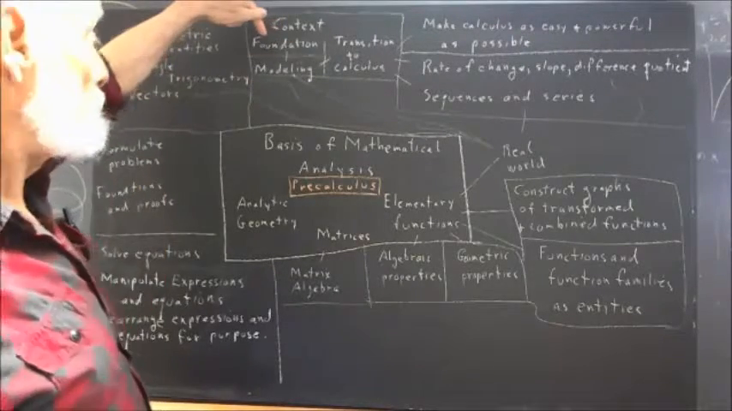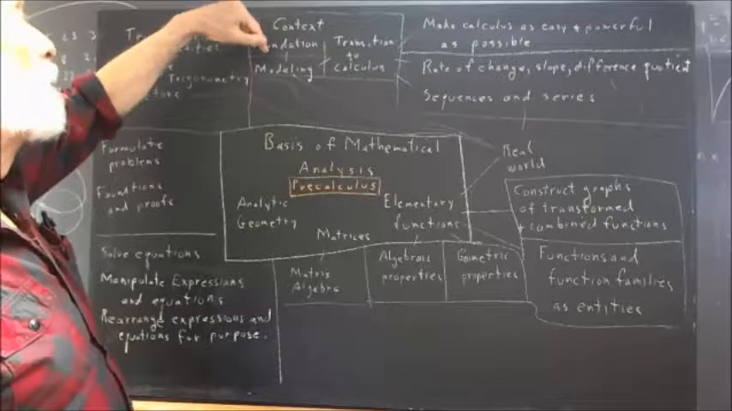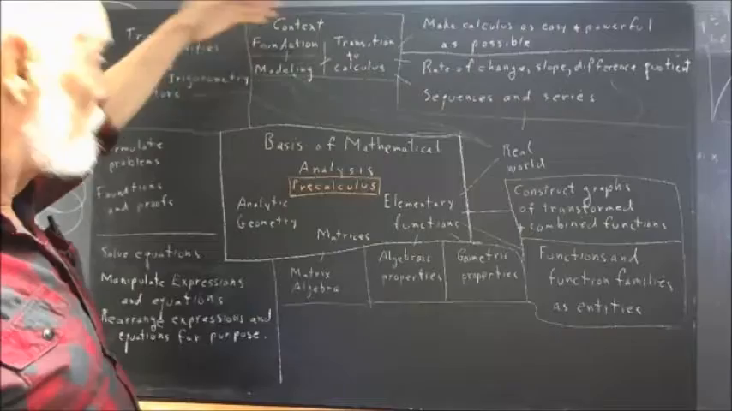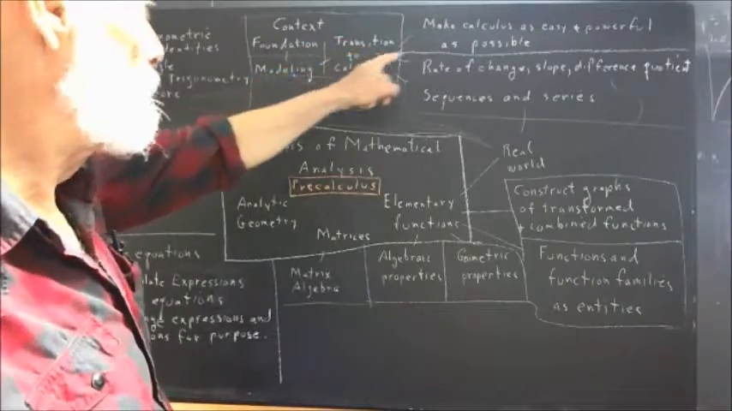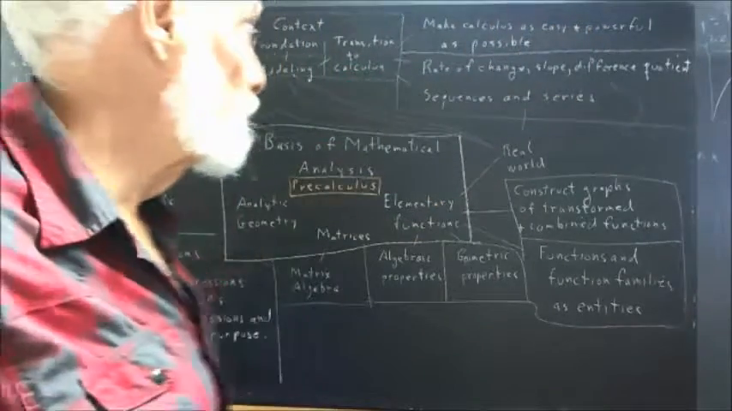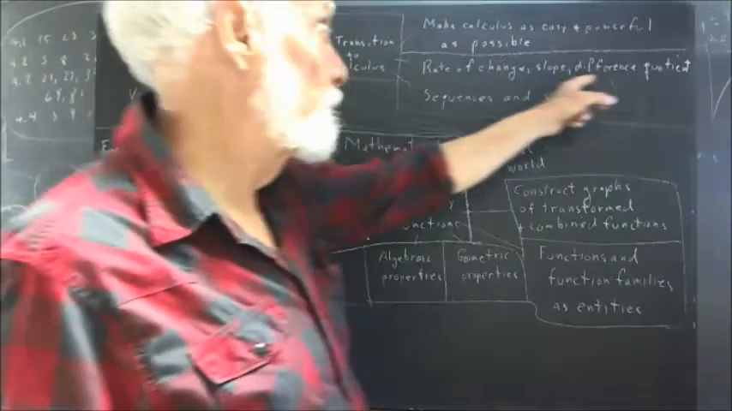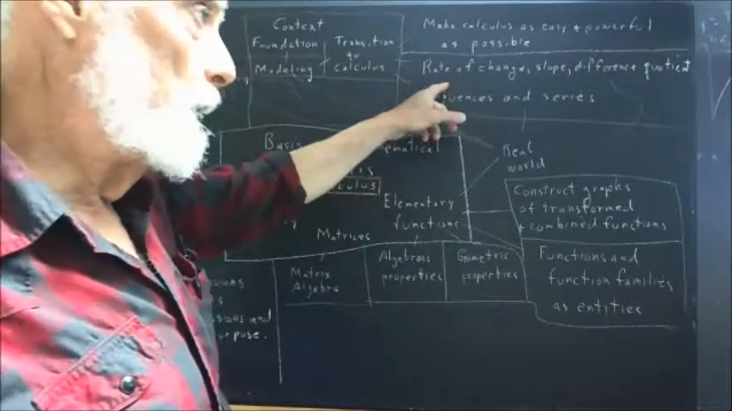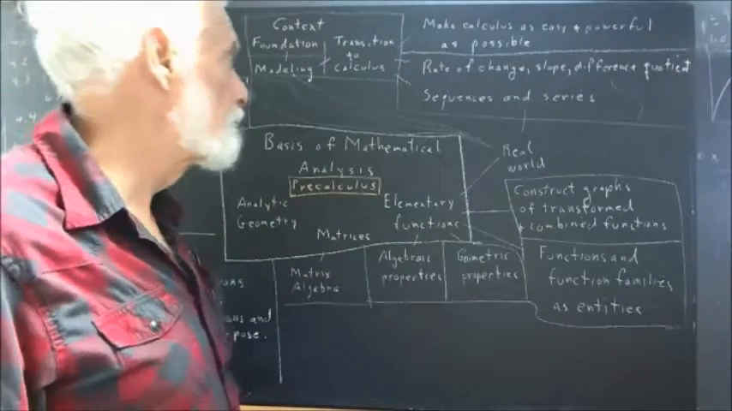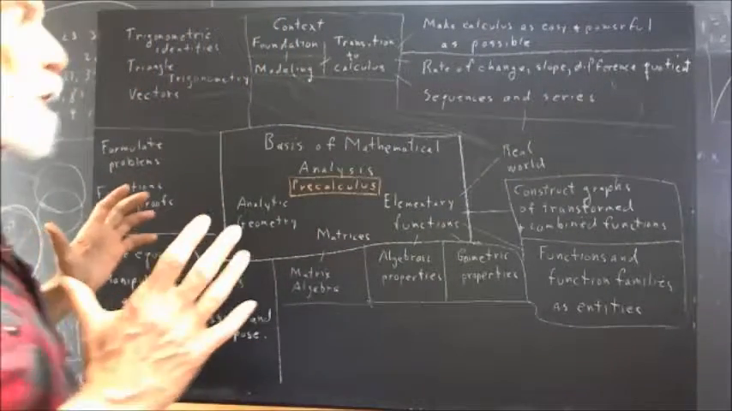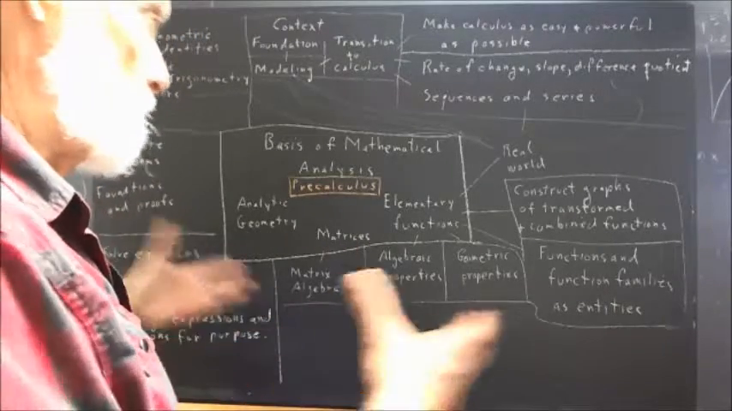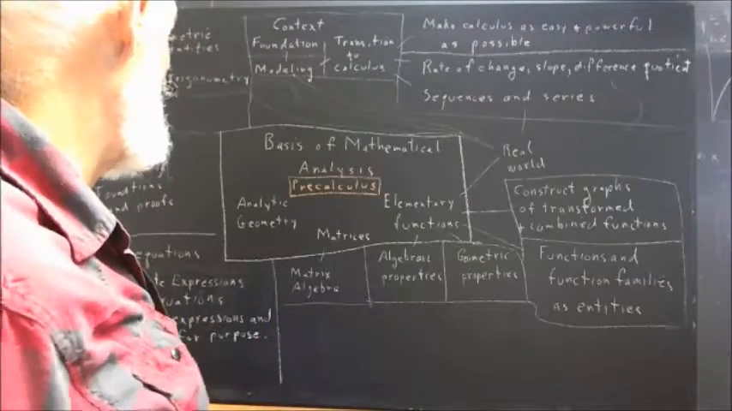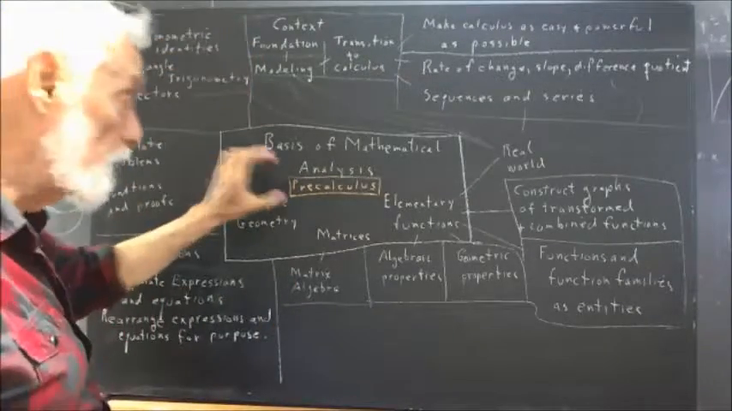So in context, we have a foundation for modeling in courses that don't go beyond the level of precalculus, and for the transition to calculus, where we try to make calculus as easy and powerful as possible, where we study rate of change, slope, difference quotient, rate of change being the keystone concept of calculus, and sequences and series, which you really get into late in the first year calculus sequence, and they become extraordinarily powerful as you move into the higher mathematics. And they're also important for modeling just at the precalculus level.